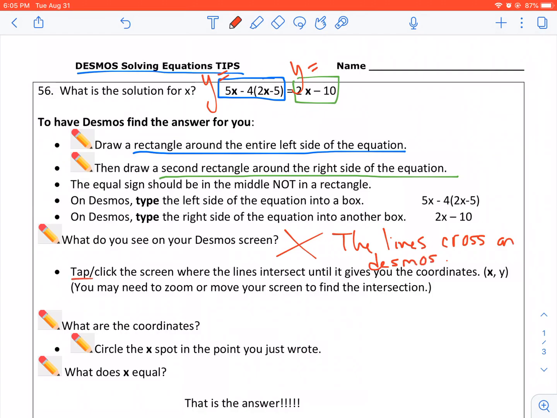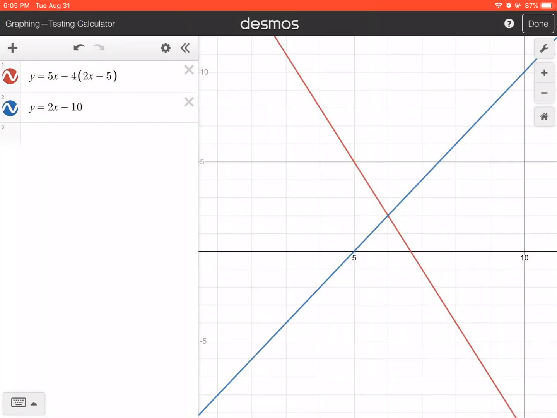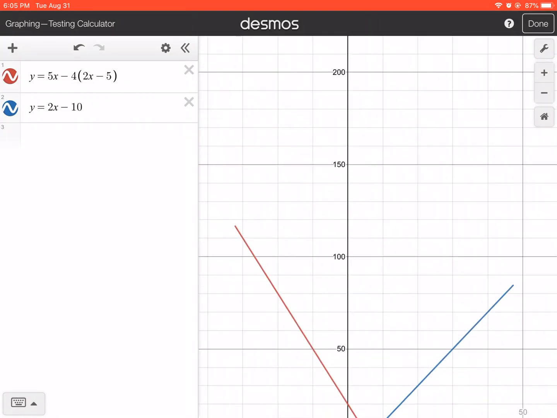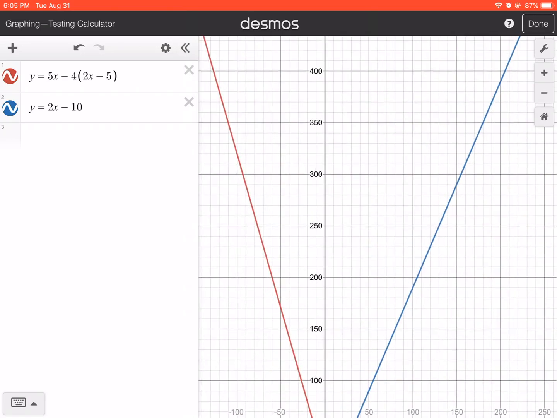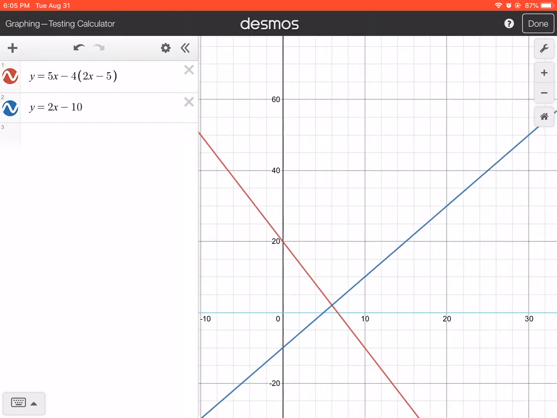Then it says to tap or click the screen where the lines intersect. So you're going to go back to Desmos and tap right there where they cross each other. Tap it until it gives you the coordinates x and y. Remember, your x goes side to side and your y number is your up and down number. You may need to zoom or move your screen to find the intersection. Sometimes the lines might look like this, and we know that they cross because they're coming together. So you just have to move your screen around, and you can zoom in if you want.